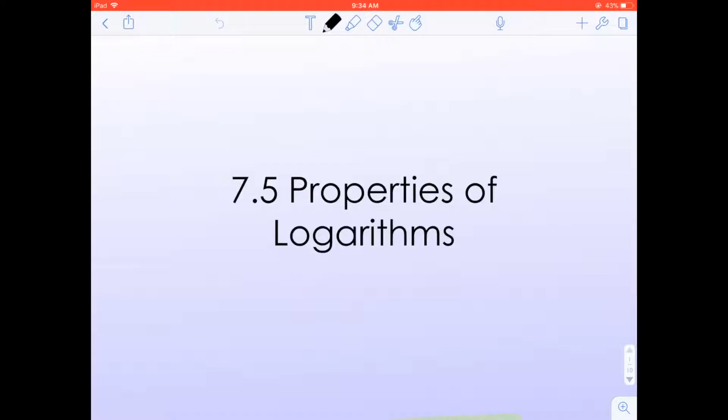Hi guys, so today we're going to be going over 7.5 and 7.6. We're going to start with 7.5, properties of logarithms, because you already did a huge packet on that yesterday.